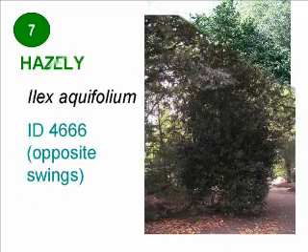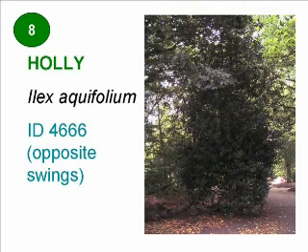Our eighth tree is the holly, which is further along. Tree number 8 is the holly, ID 4666, which is opposite the swings. Shiny dark evergreen leaves which don't wither when cut, with thorny prickles lower down to keep off animals. Satiny crimson red berries on female trees are toxic to us but provide food for birds, especially thrushes.